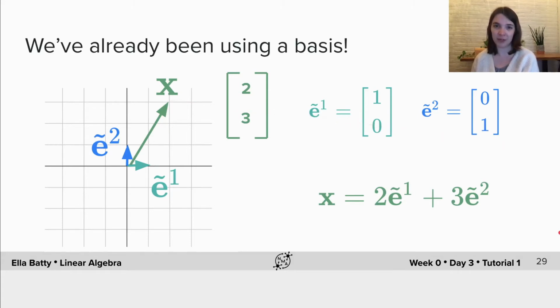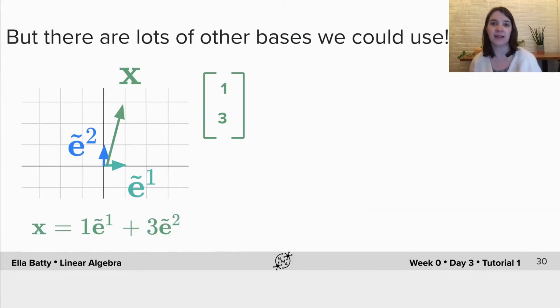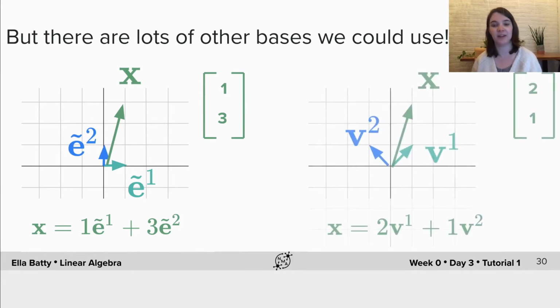So we often use a standard basis. It's the default, I would say. But we can use lots of other bases. So let's say now that we have a different set of basis vectors, v1 and v2. We can write x as a linear combination of those vectors. So in this case, x is 2 times v1 plus 1 times v2. And so we can now define x with the coordinates (2, 1) with respect to this new basis. So x hasn't changed, but the coordinates we use have because they depend on the basis we're using.